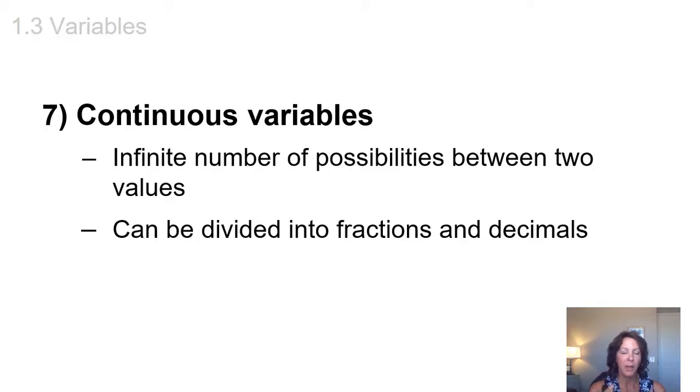Calories can be broken up into fractional parts. The room temperature can be broken up into fractional parts. The percent of a task that you've completed can be broken down into smaller than a whole number. So these are continuous variables. Think of them like a number line where there is an infinite number of possibilities between the two values. You can keep breaking down things into smaller and smaller pieces.